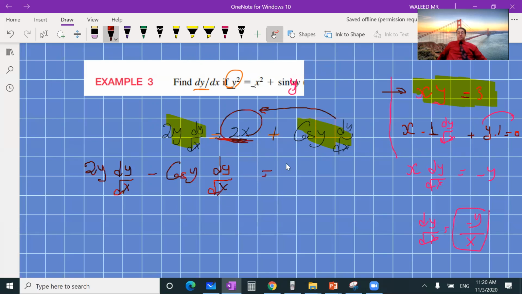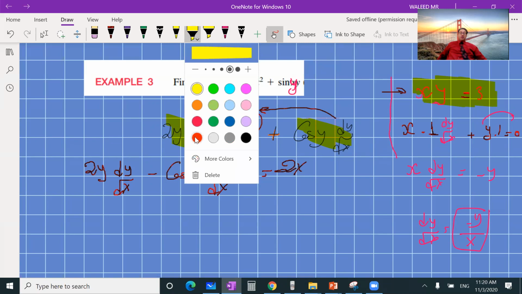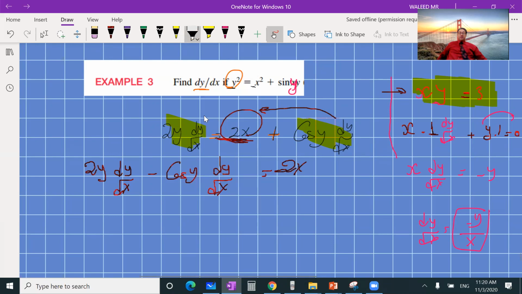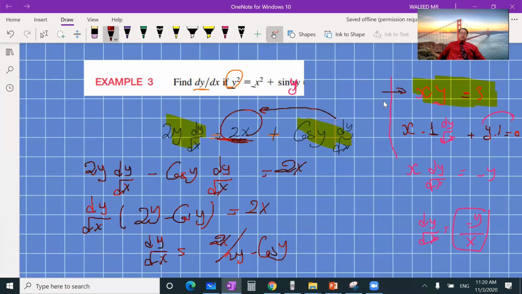Keep here, don't move the 2x here. Okay, thank you. And now take what? Take dy over dx out. The remaining 2y minus cosine y and 2x as it is. dy over dx individually equals 2x over 2y minus cosine y. Is it hard for us? No. Hurry up.